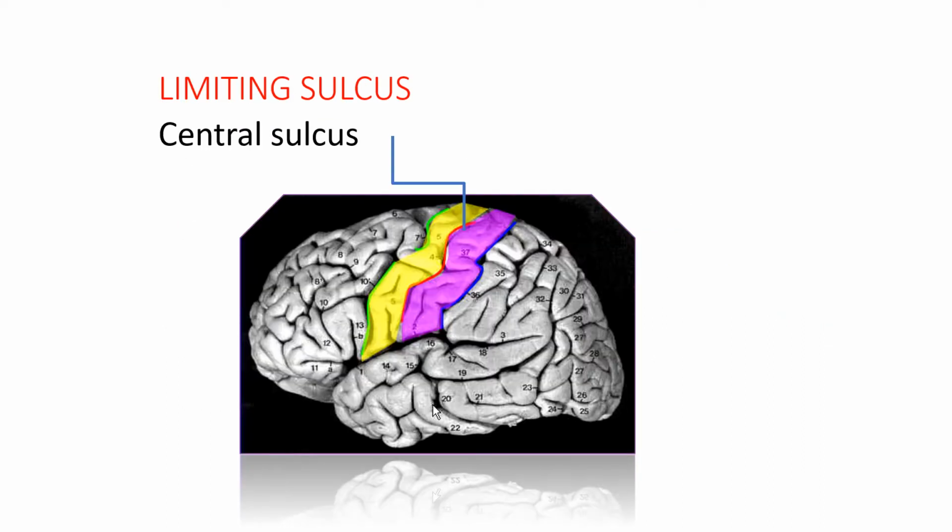So this is one functional area and this is another functional area. In between 2 functional areas, that is the limiting sulcus, that is the central sulcus.